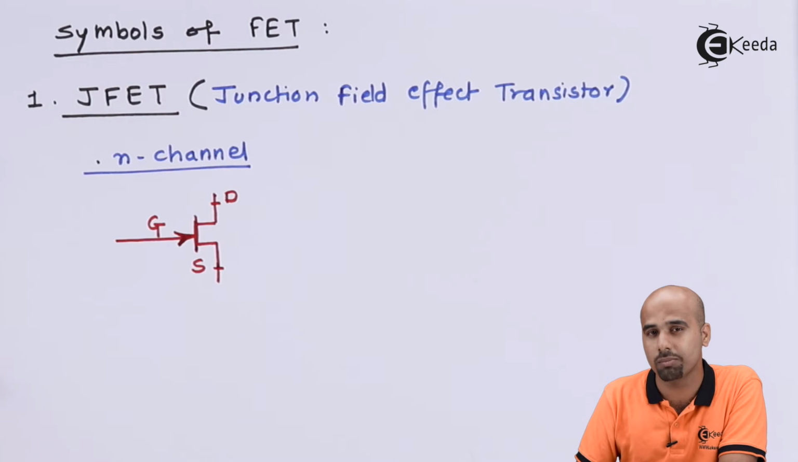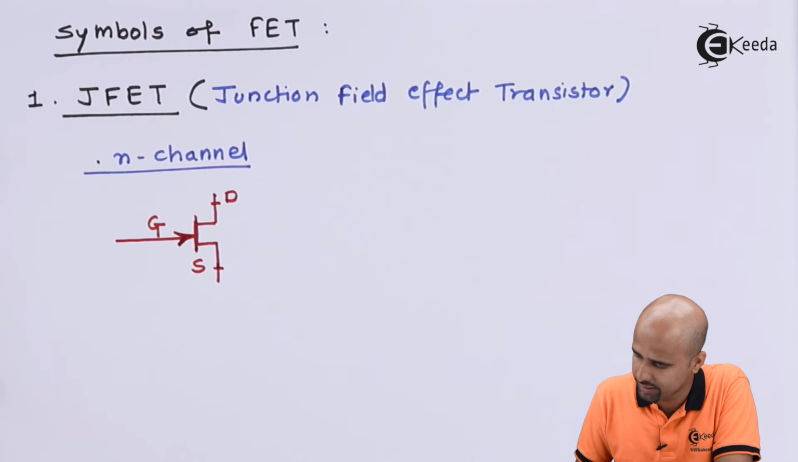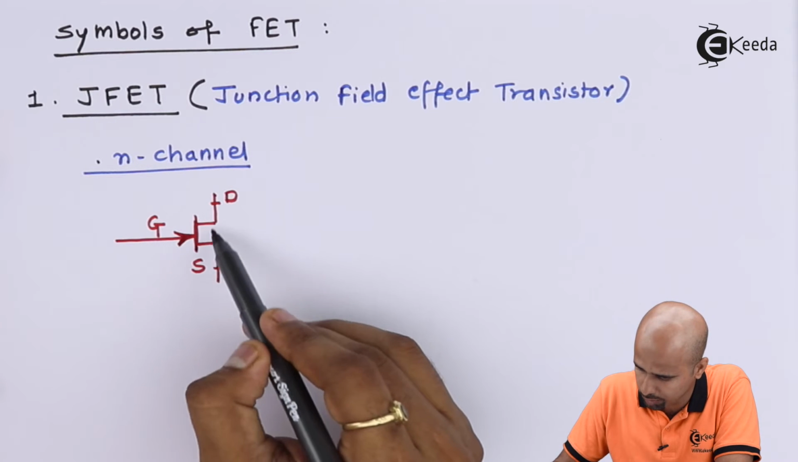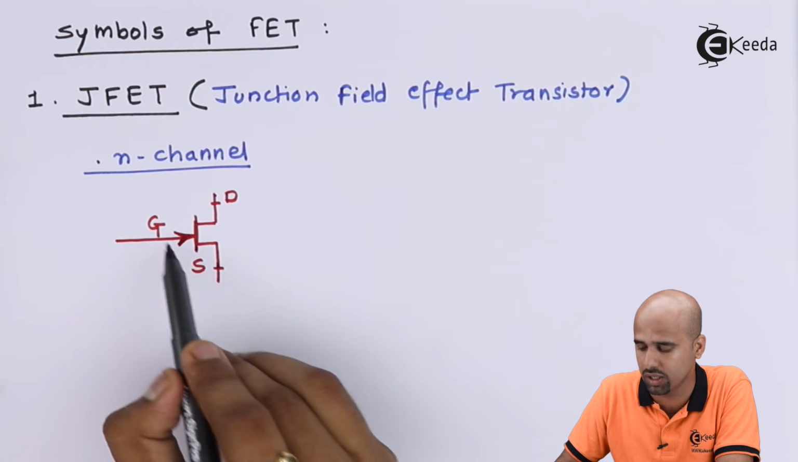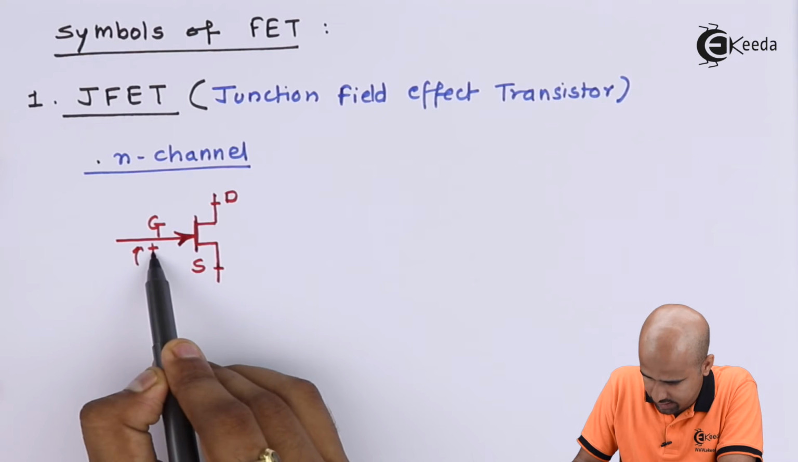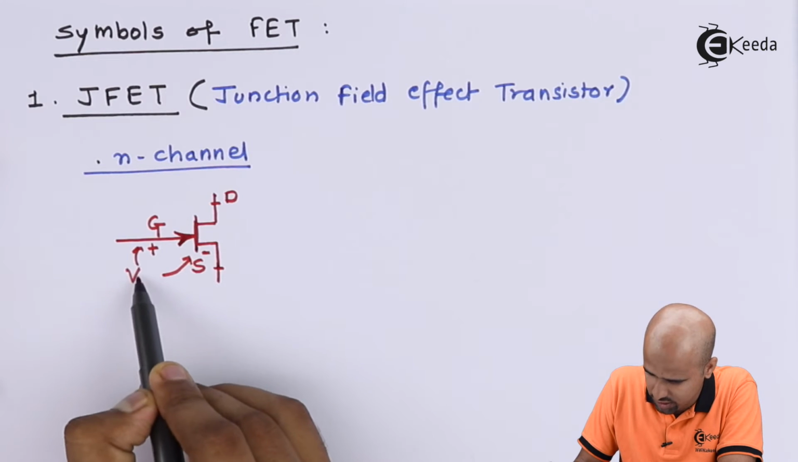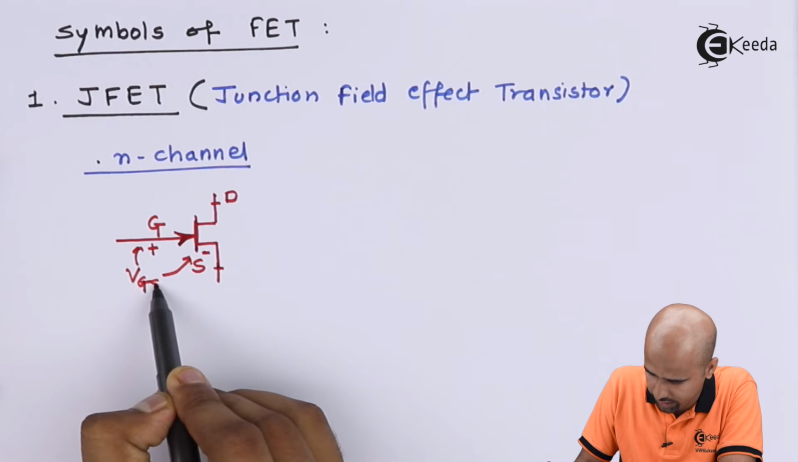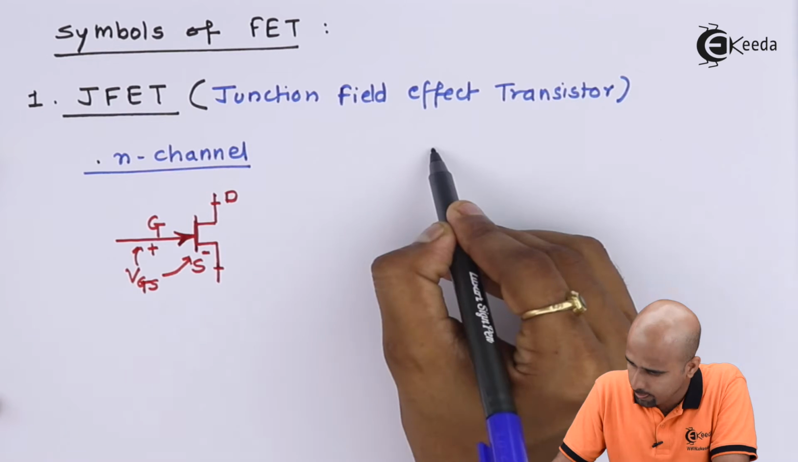When we learn the symbolic representation of N channel and P channel, we will also learn the water analogy for JFET. So this is for N channel. Current will flow from drain to source, and here the controlling parameter is the gate to source voltage. So we will note that this is plus and this is minus. This voltage is nothing but VGS. This is the controlling parameter. It is very important.